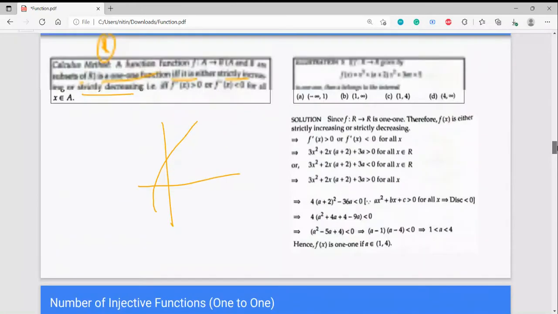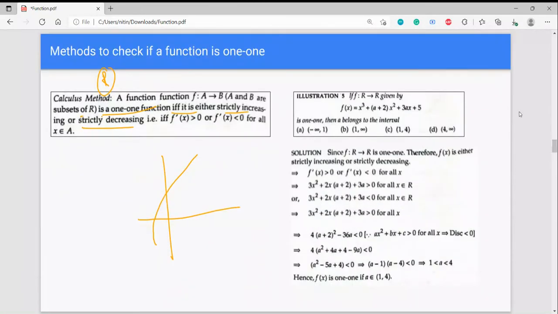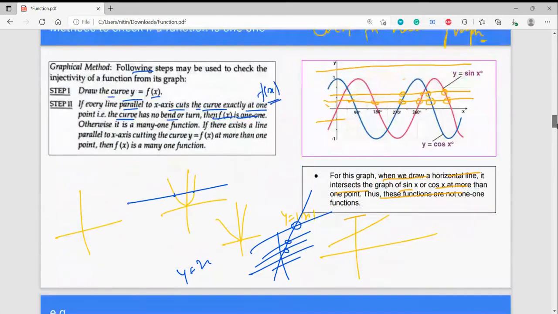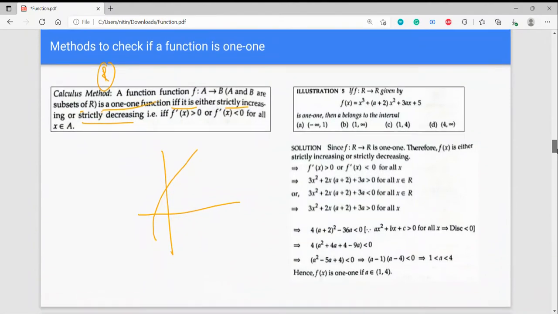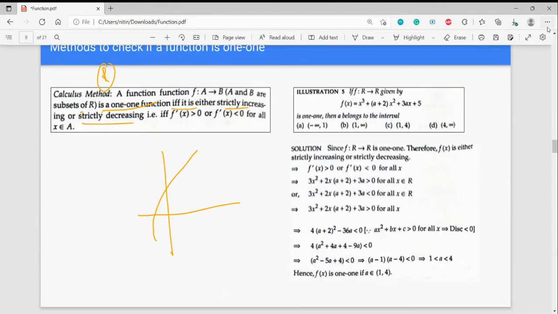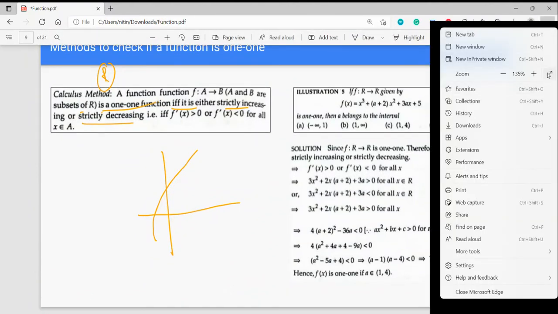So we discussed methods to check a one-one function, and earlier we checked the algebraic method. Okay, so we'll check here the graphical method. Because obviously there are a lot of different ways to check if a function is one-one or not. So let's explore something.